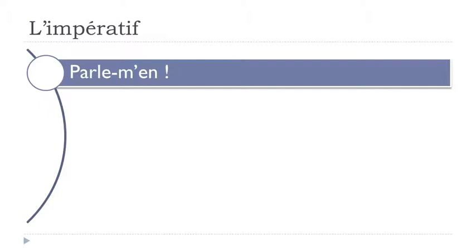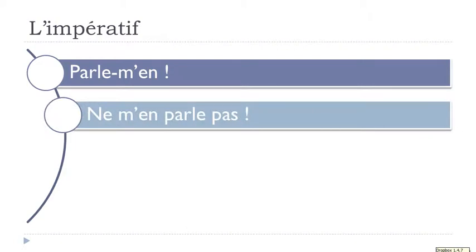So let's see them in action. For instance, parlez-m'en, okay? So as you see, first you put this m apostrophe and then you put your pronoun, okay? Don't forget that they must come after your verb because it's the imperative. Parle-m'en, okay? But if you put them at the negative form, then you will get ne m'en parle pas, okay? Remember, negative form, then they come back as they should be all the time, so before the verb, all right?